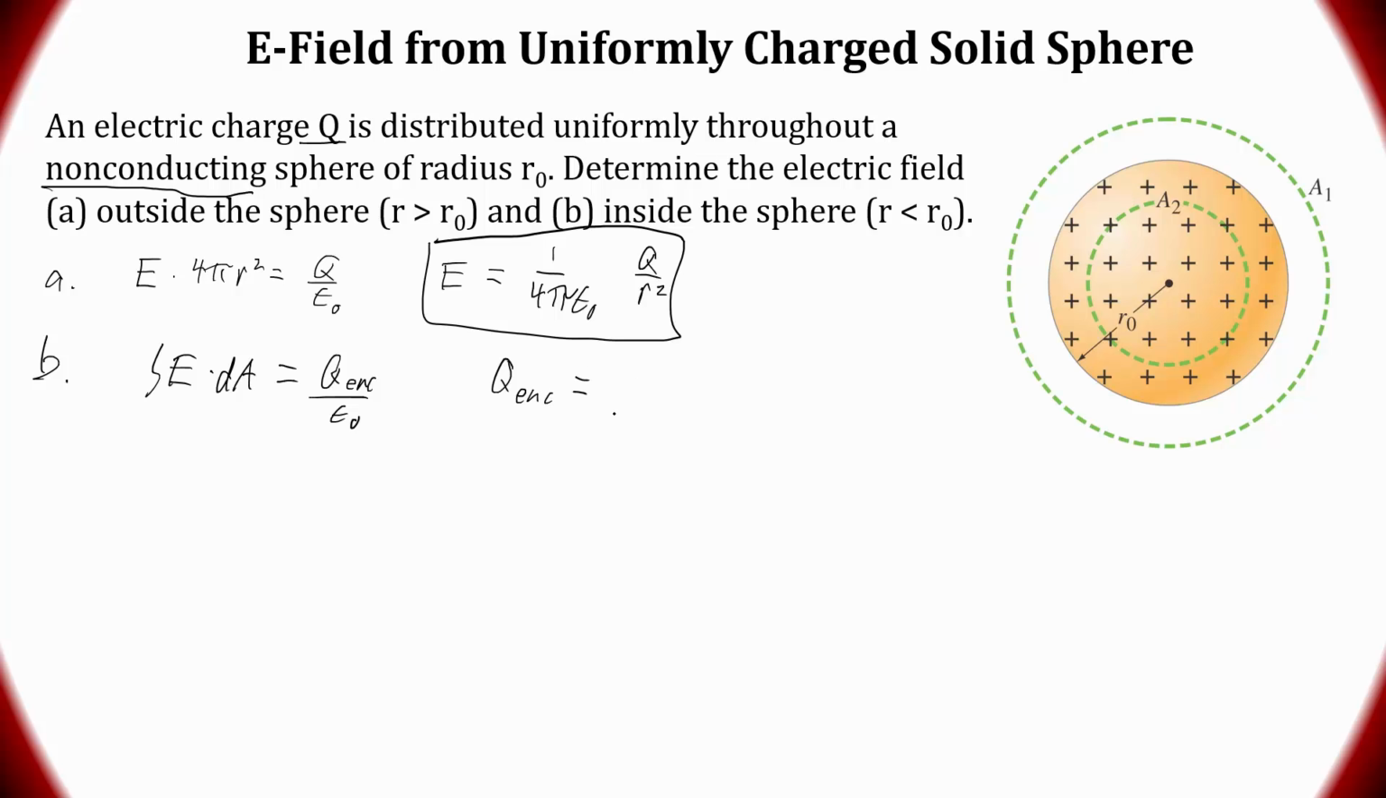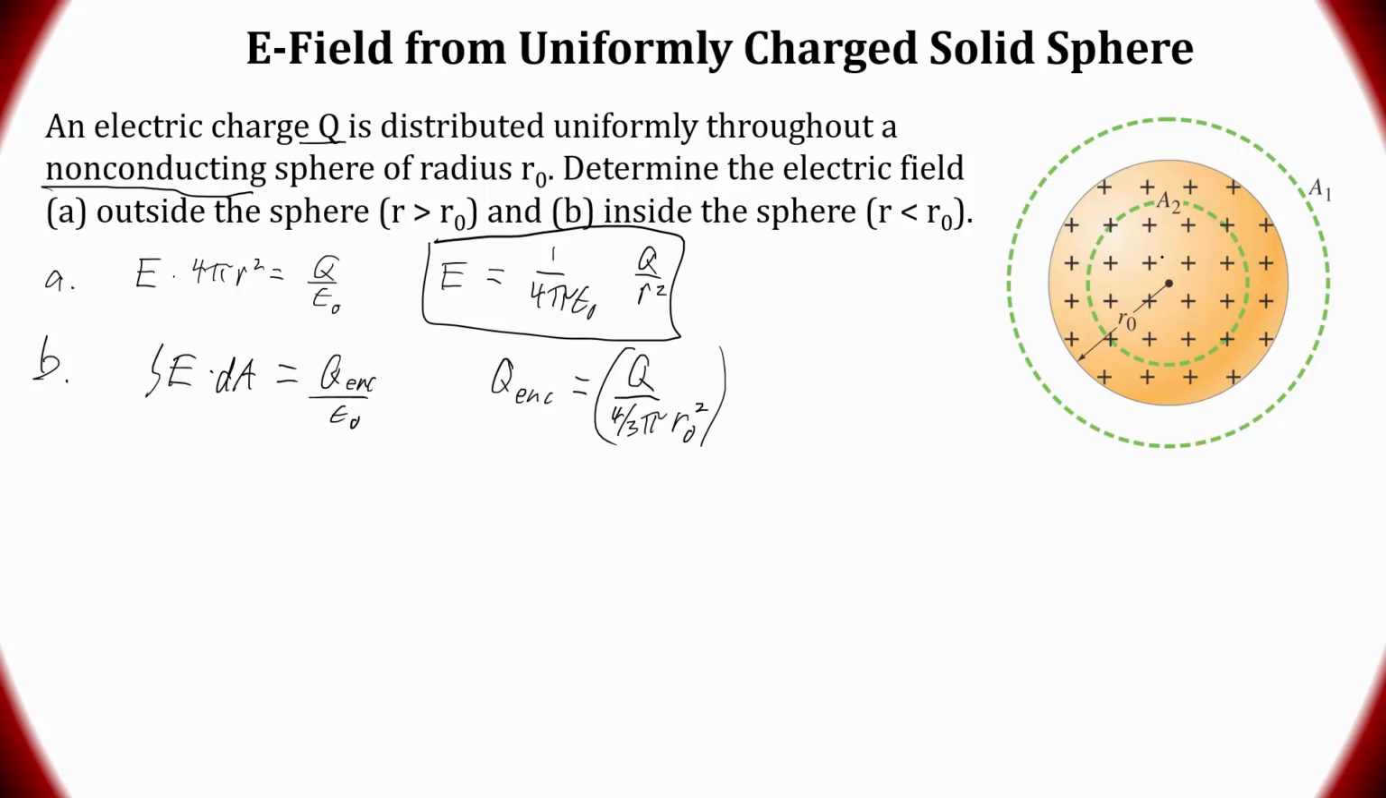Well, the total charge is Q, and if we divide that by the total volume, this is going to give us the charge per unit volume. Volume of a sphere is 4/3 pi r cubed. Now we want r naught here because that is the volume of the total sphere. So essentially this is the charge density.